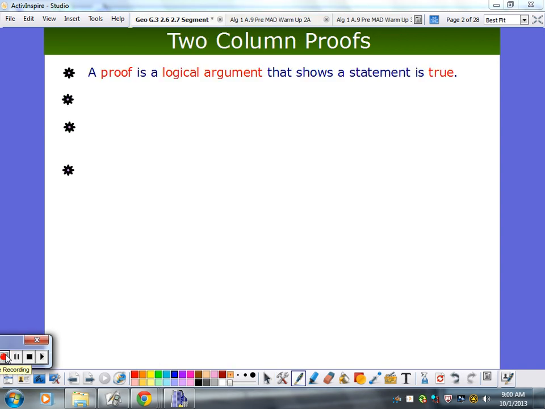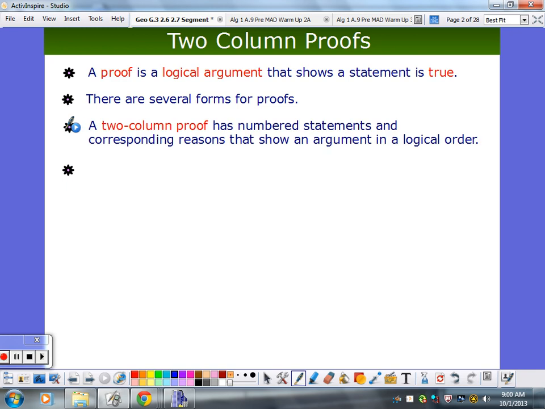So a proof is a logical argument that shows a statement is true. Now, logical. We've learned a little bit about logic, so you can't just use stuff that we haven't proven, that isn't a fact, so that they can all be very deductive in reasoning, so that you can't argue against it. There are several different forms.